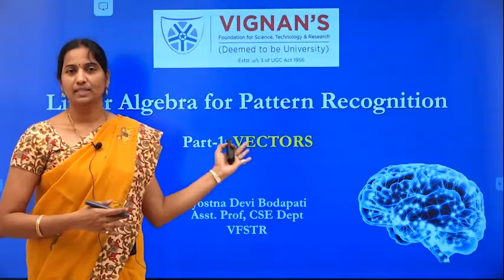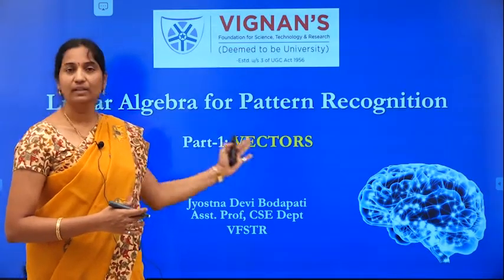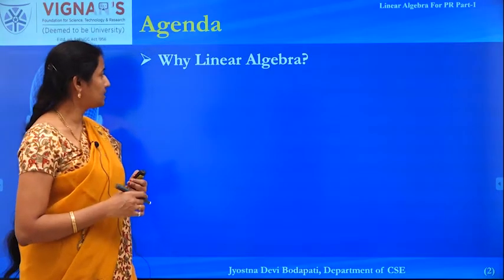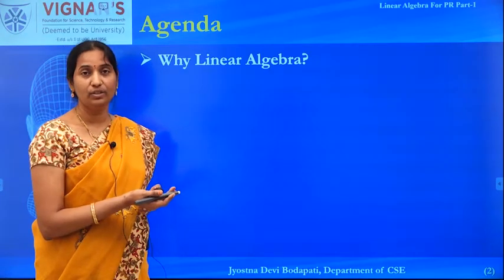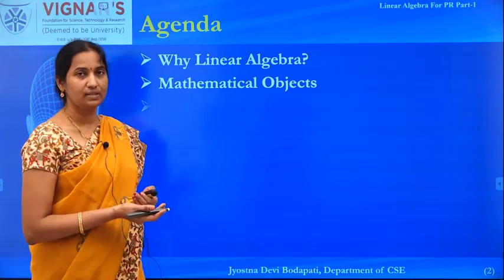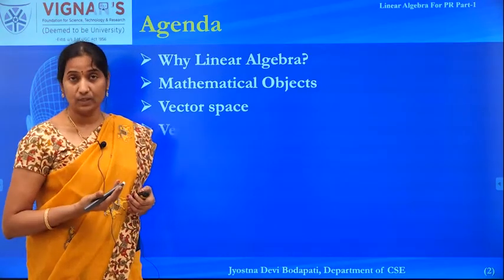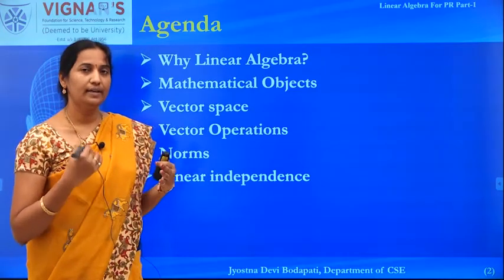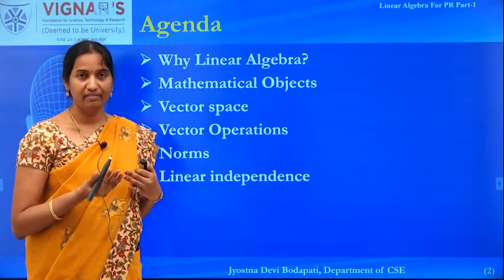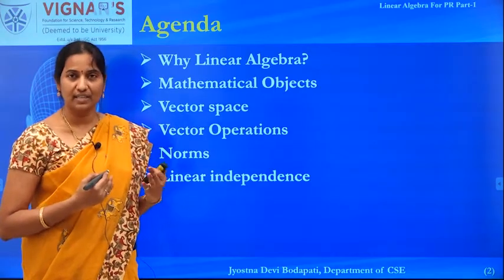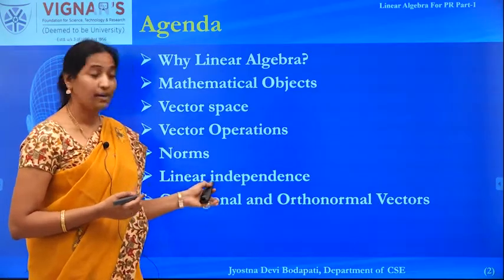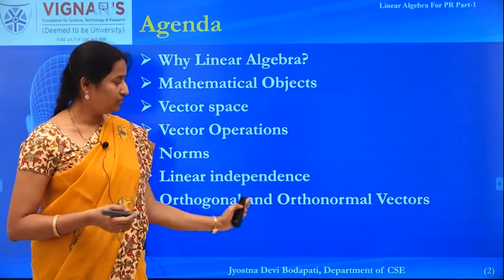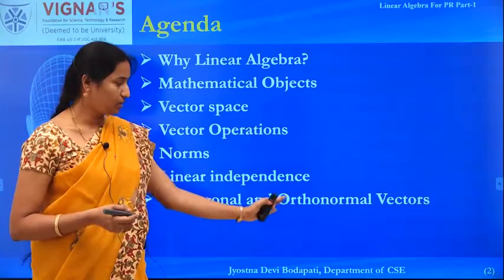In this course I will be discussing vector spaces as part of the linear algebra for pattern recognition. In this session I will discuss why linear algebra is required for pattern recognition, what linear algebra is, what vectors are, what a vector space is, and what various operations can be performed on vectors. Then, what linearly dependent and linearly independent vectors are, what a linear combination of vectors is, and in addition what orthonormal and orthogonal vectors are. They have some special properties, and in future lessons we need to understand all these concepts.